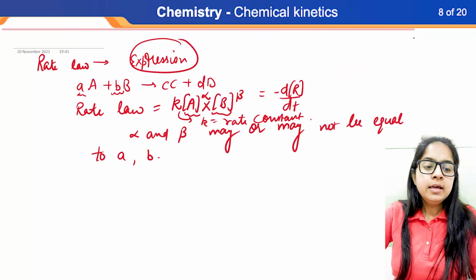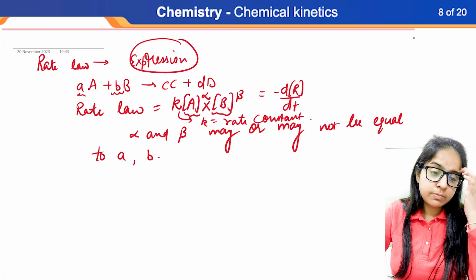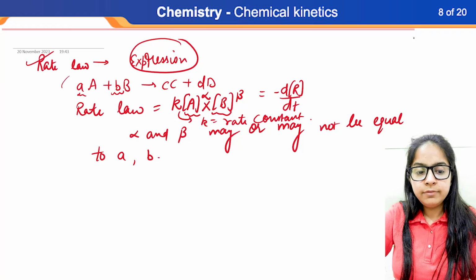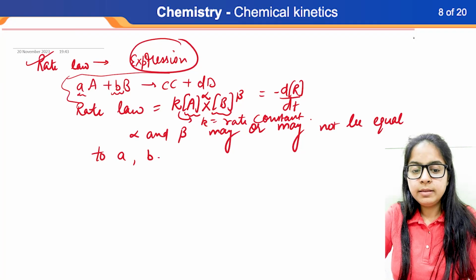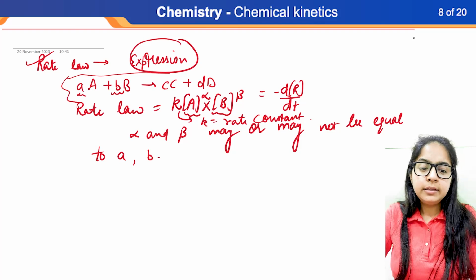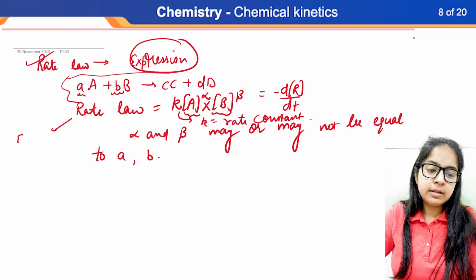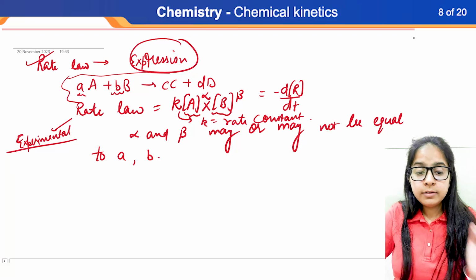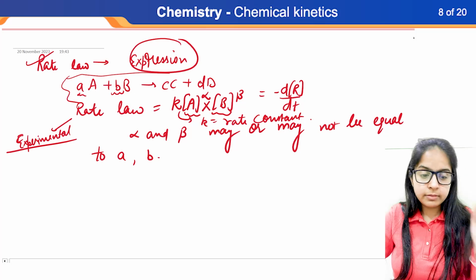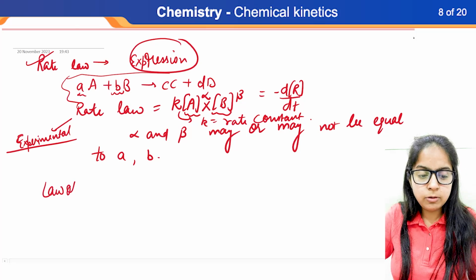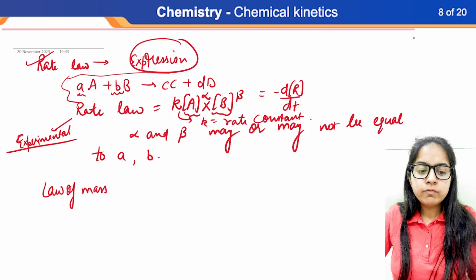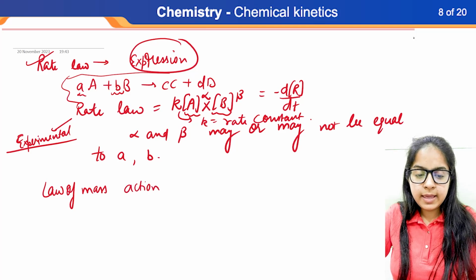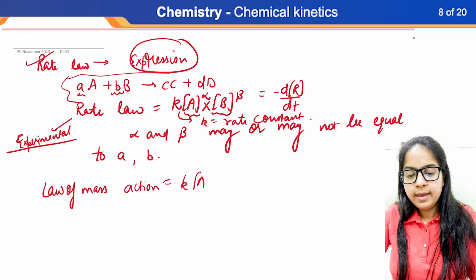After that, I explained the rate law expression. I have written this reaction aA plus bB giving dD. The rate law expression is the experimental expression that we can only write with the help of an experiment, but we can't write it theoretically, because the theoretical expression is the law of mass action. Law of mass action is k into [A] to the power a, [B] to the power b.